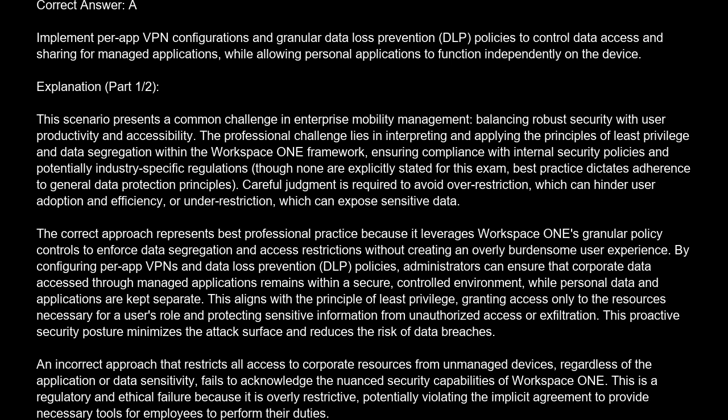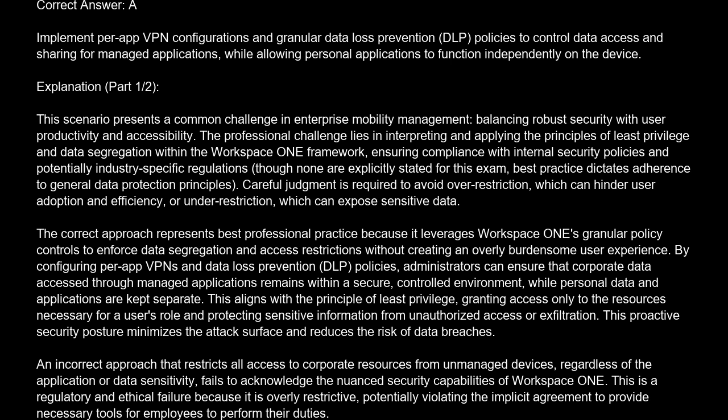ensuring compliance with internal security policies and potentially industry-specific regulations. Though none are explicitly stated for this exam, best practice dictates adherence to general data protection principles. Careful judgment is required to avoid over-restriction, which can hinder user adoption and efficiency, or under-restriction, which can expose sensitive data. The correct approach represents best professional practice because it leverages Workspace ONE granular policy controls to enforce data segregation and access restrictions without creating an overly burdensome user experience.